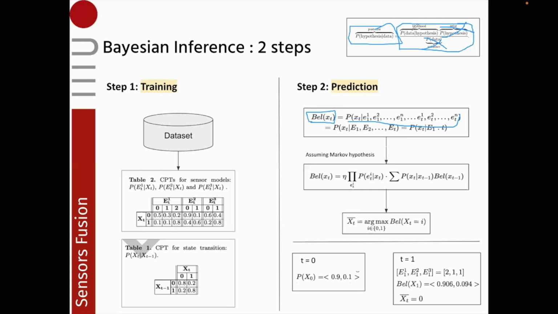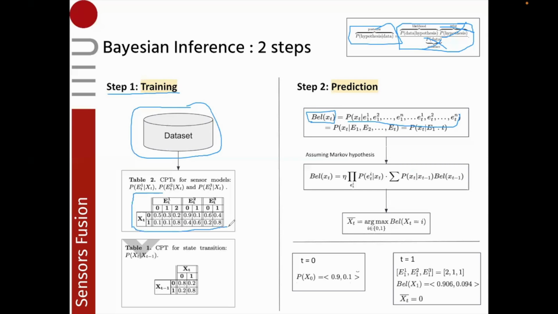So our problem is now focused on finding this likelihood. And actually, this likelihood is calculated in the first step, the training step, where we use a dataset to calculate the value of this likelihood, which is represented by this table.